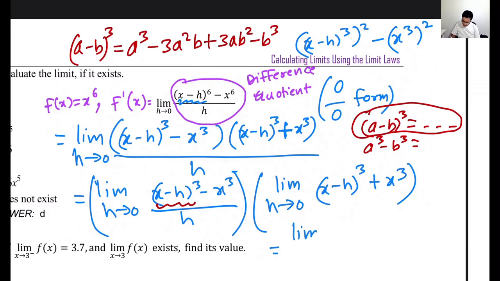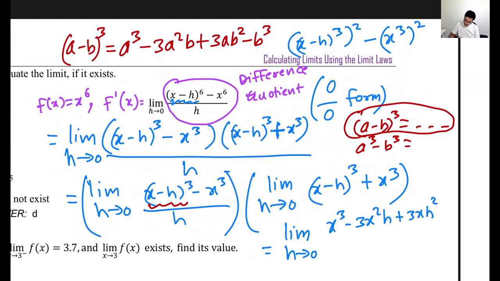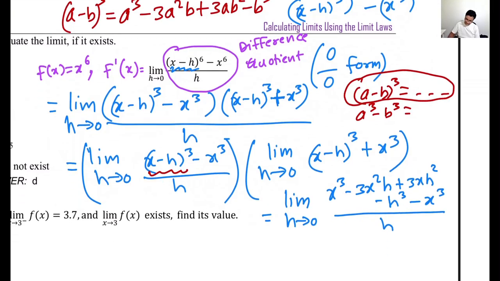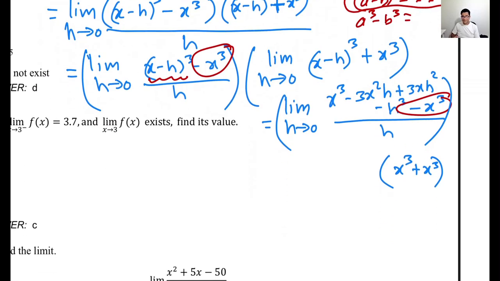So the left side would be limit x tends to 0 of x cubed, we're going to use that now, minus 3x square h plus 3x h squared minus h cubed, minus x cubed, whole over h. That last minus x cubed is this second part, but before that is that a minus b whole cubed formula. And then this is the left limit. The right side limit, if you plug in 0 now, you just get x cubed plus x cubed. So in the next step, that 2x cubed, this part which got simplified, I wrote in front here. That is 2x cubed.